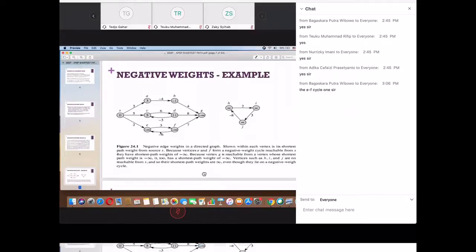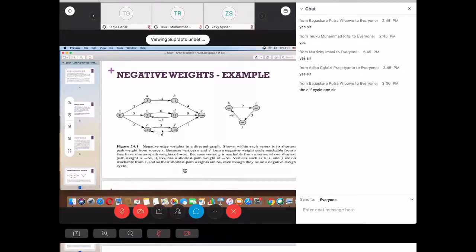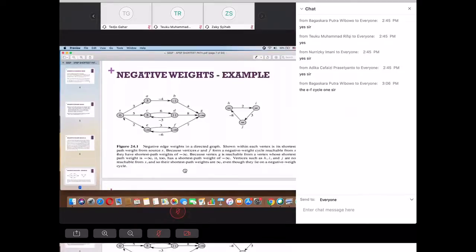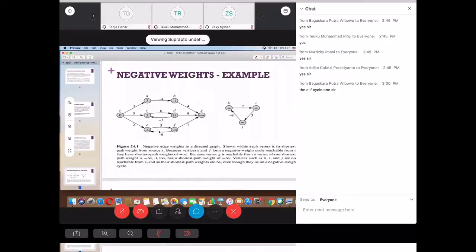This one is the negative weight cycle, and it is reachable from S, right? Because there is an edge from S to this cycle. So according to the requirement, there is no solution of shortest path for this graph.